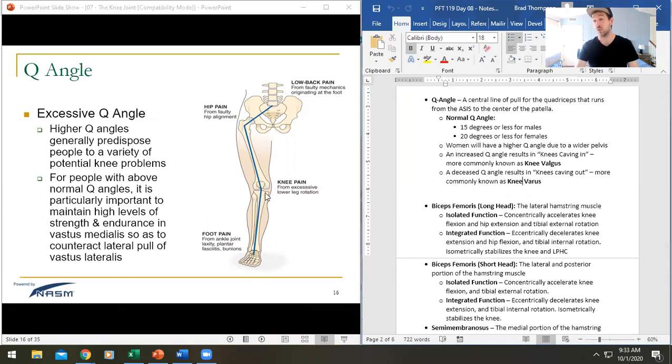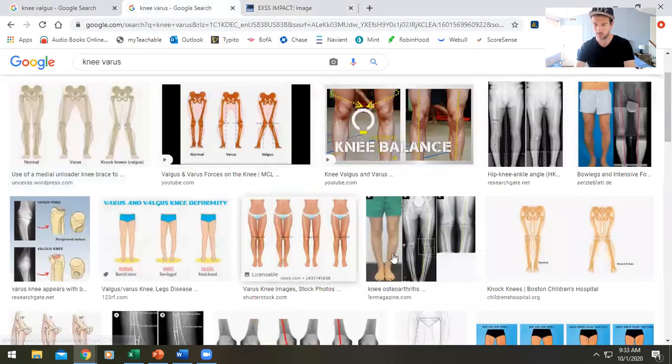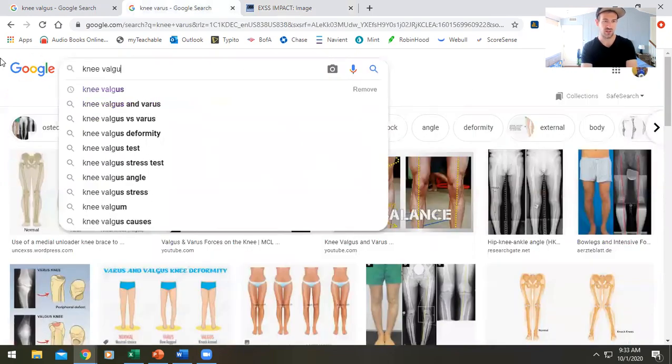So we've got to look at what muscles are causing those angular changes. Because remember, when we look at knee valgus, I've got one more picture I want to find, and I know it's up here. So knee valgus.